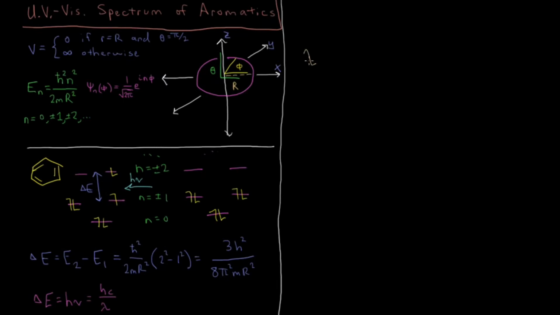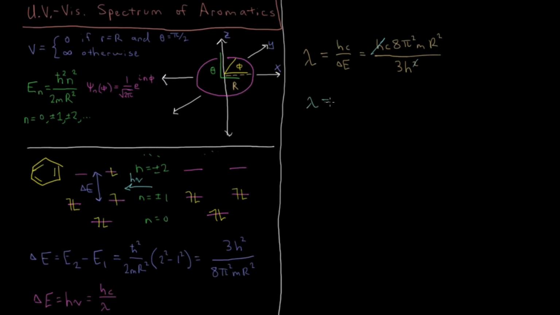Thus we know that the wavelength of the maximum absorption here is going to be hc over delta E. And that will be hc times the inverse of this quantity. So let's have hc times 8 pi squared m r squared over 3 h squared. So we're going to cancel out the h in the numerator there with one of the h's in the denominator.